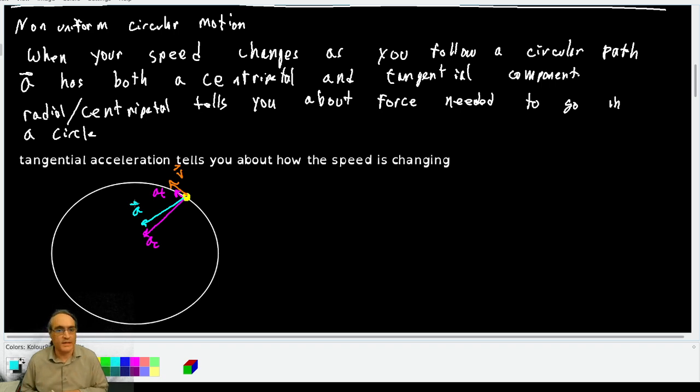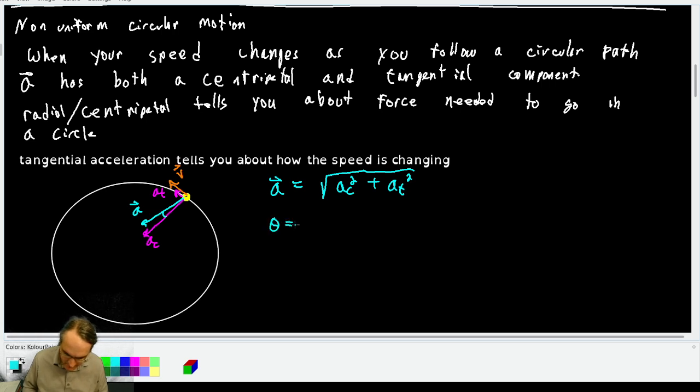And here's the important thing: the centripetal and tangential components are perpendicular to each other. So we know the magnitude of this vector a will be the square root of the centripetal acceleration squared plus the tangential acceleration squared. And yes, we can find the angle inside there if we want. We can look at the inverse tangent of the tangential over the centripetal component.